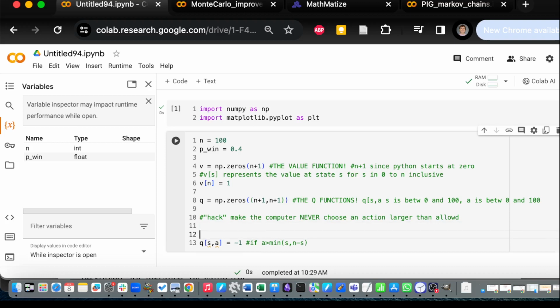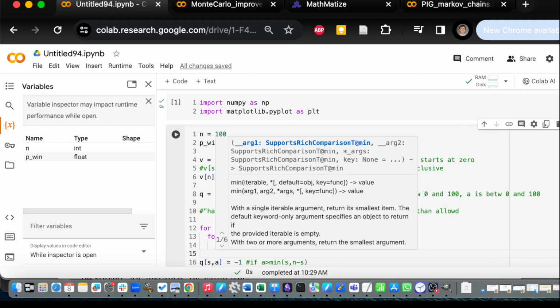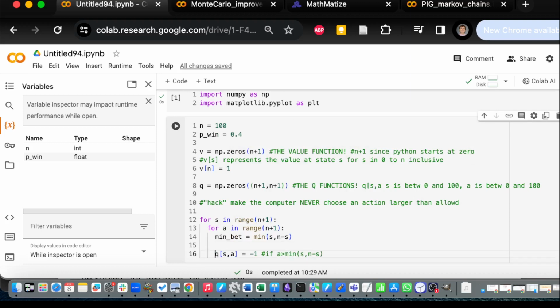So how am I going to do that? Let's just do a simple for loop. For s in range n+1, and for a in range n+1, and I'll call this the min bet. The min bet is the minimum of s and n minus s. That's the minimum you have to bet. And let's say if a is less than min bet, then this. So this is a very simple way to program this.